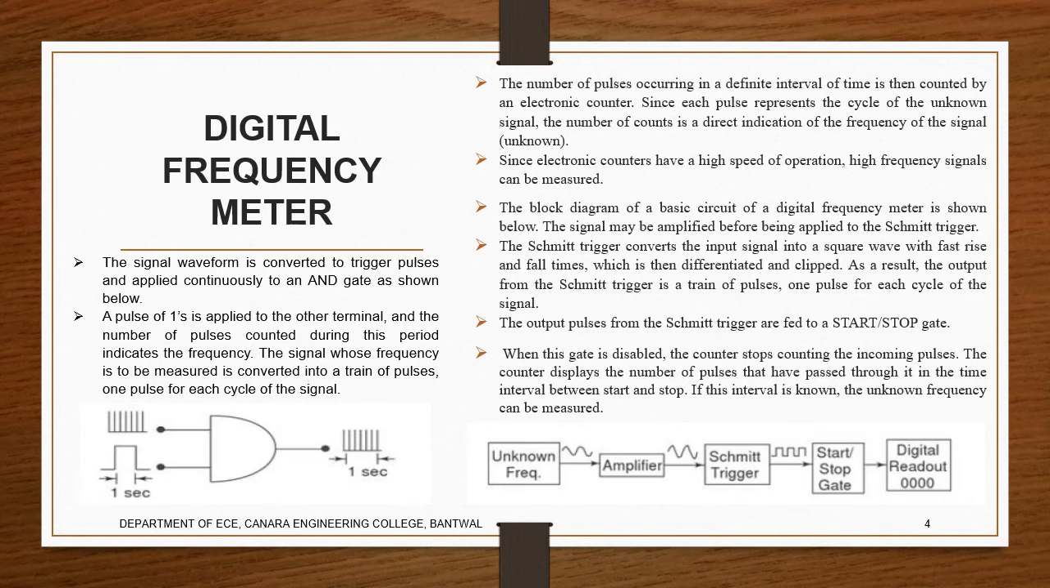the digital frequency meter. How will the digital frequency meter convert? Here, the basic idea is that the signal waveform is given and converted to trigger pulses by applying them continuously to an AND gate. You can see the figure on the left side. What we are doing is, a pulse of 1 is applied to the other terminal and the number of pulses counted during this period indicates the frequency.